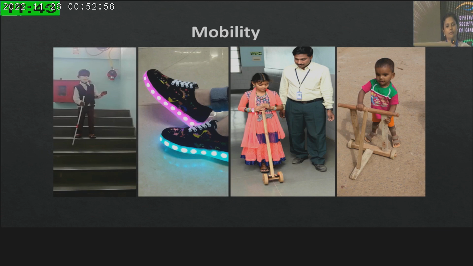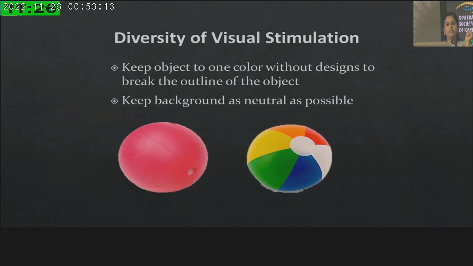Slightly older children with strollers, sometimes inferior field defects, you can use high contrast shoes or lighted shoes, because these are all relative defects. If you increase the stimulus intensity, they will learn to see. Slightly older children, height based canes. And for the diversity of vision stimulation, always give one colored object.